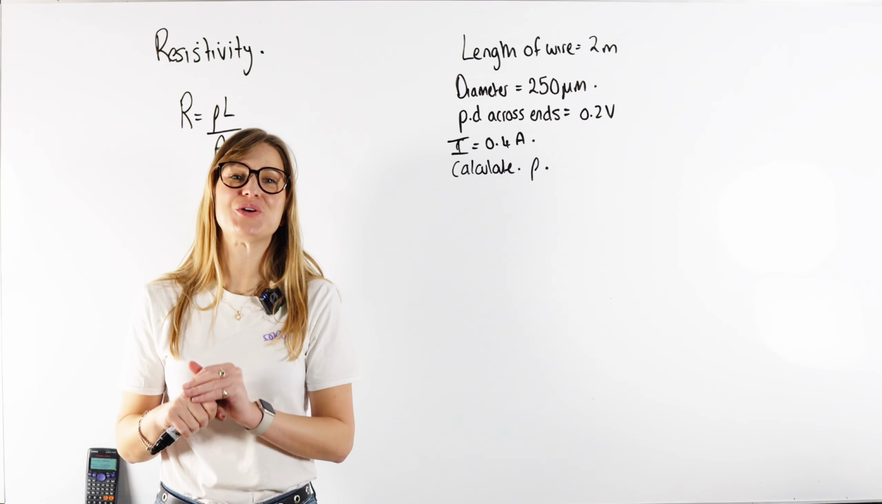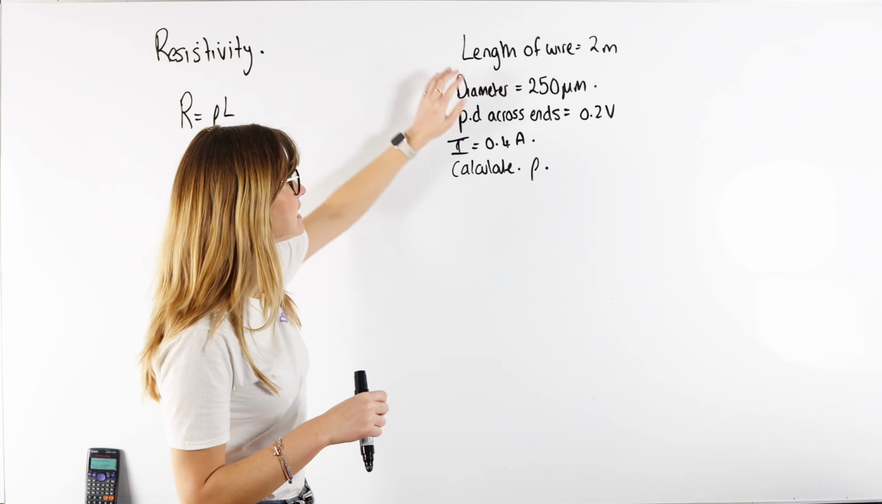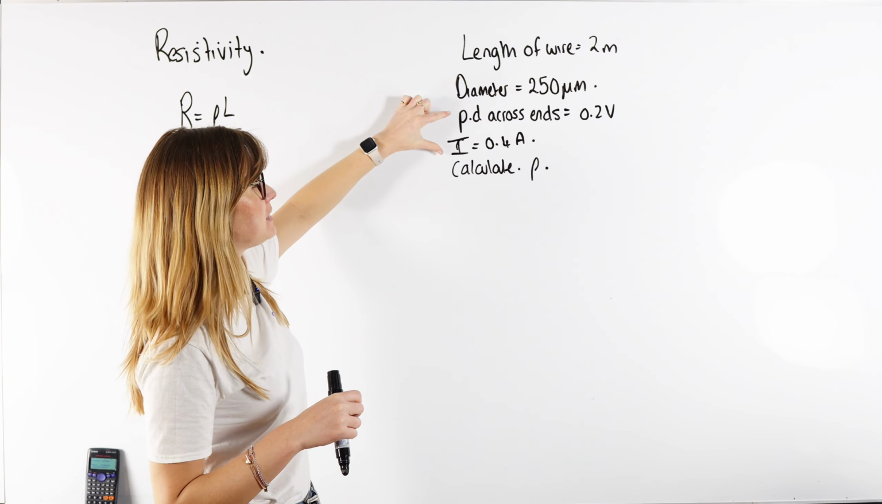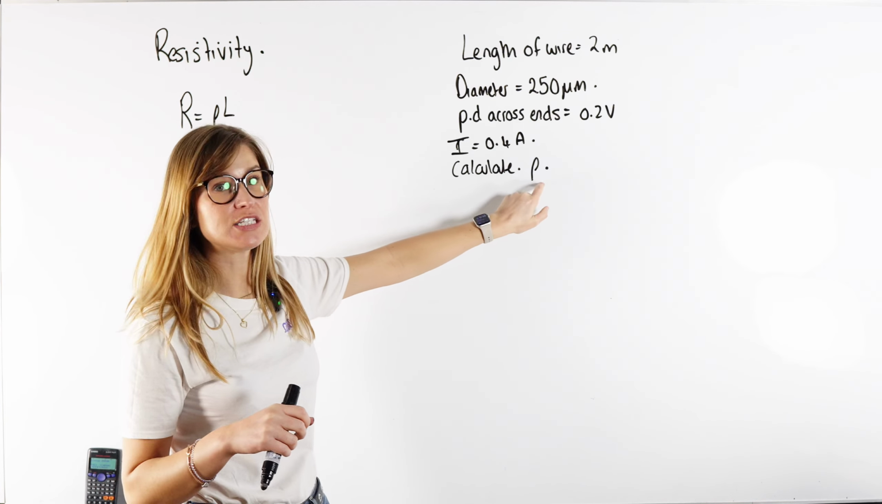Guys, in this video we're going to go over how we find the resistivity of a wire. What we're given here is the length of the wire, its diameter, the potential difference across its ends, and its current. But before we go into this, we're going to go over what resistivity is.